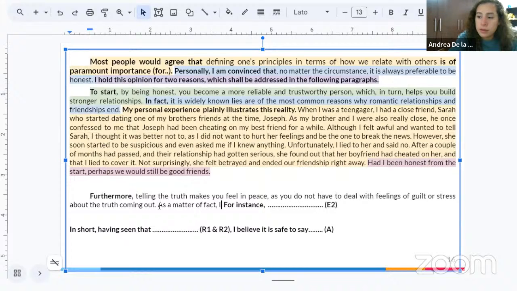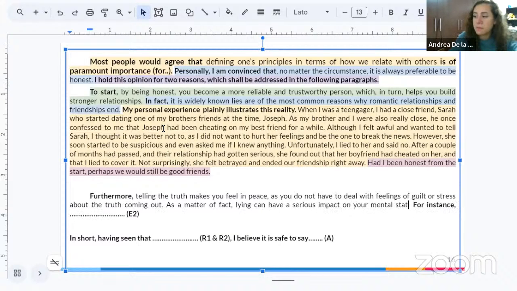lying can have a serious impact on your mental state. I don't know. Okay, but it's just an idea.